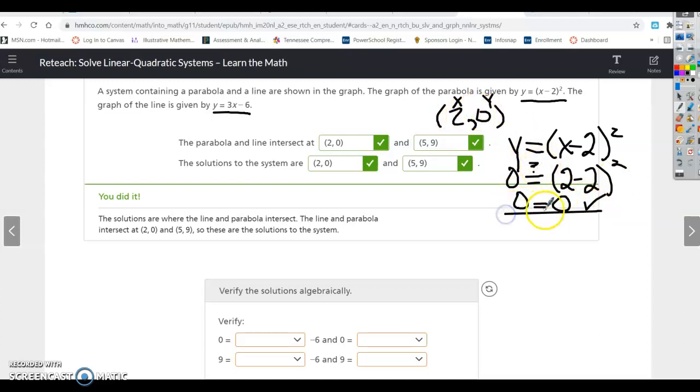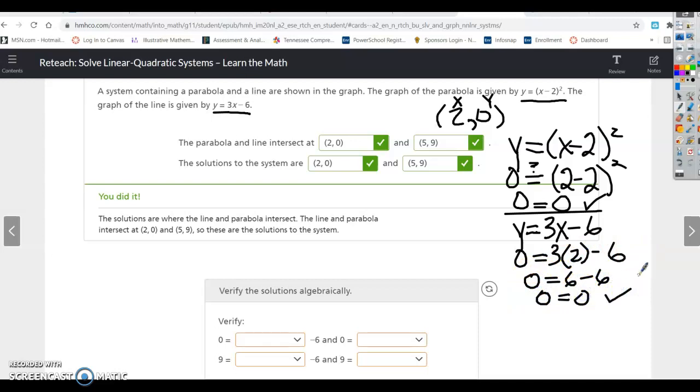Now let's check it for the other equation. The second equation is y equals 3x minus 6. We're going to do the same thing, plug 0 in for y, and 3 times 2 minus 6. This is 6 minus 6, which is 0. So this point works for both equations. That means this is a solution, and even though we've seen it on the graph as the intersection point, we can check it algebraically as well.